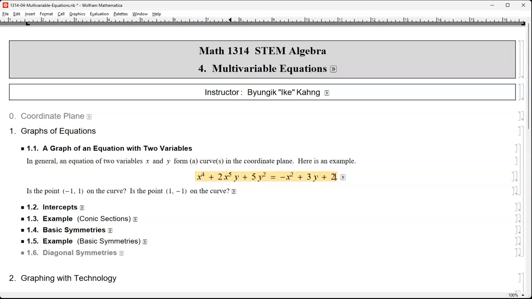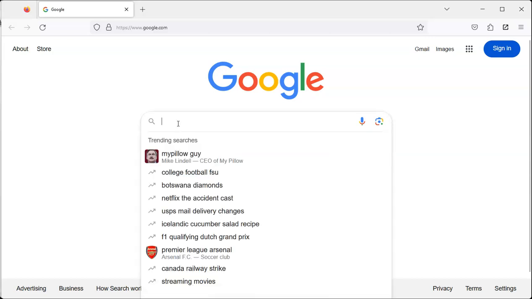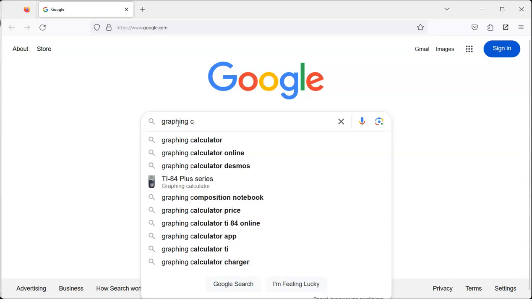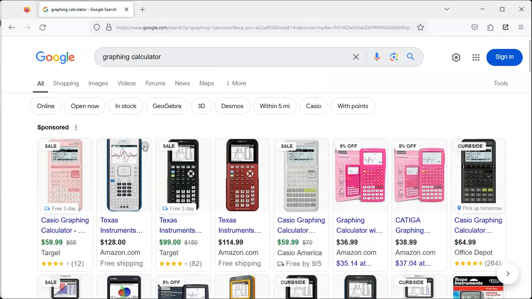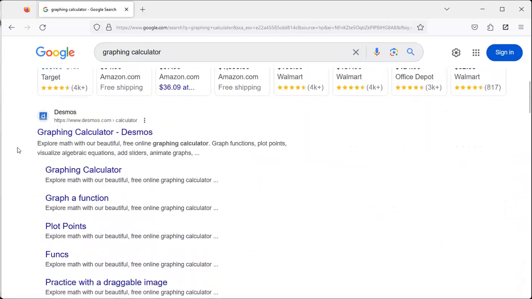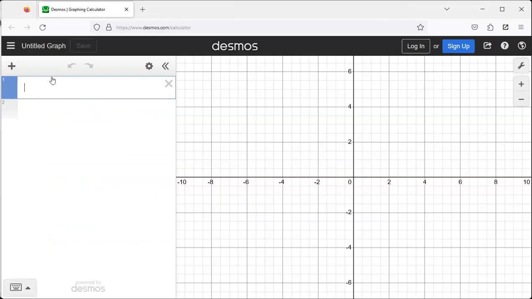Let's open up this search engine and type graphing calculator. Oh, graphing calculator, all right. And then, okay, some sales websites are here. Other than that, the top one is Graphing Calculator app by Desmos. And here we go. You can just type in whatever you want to.